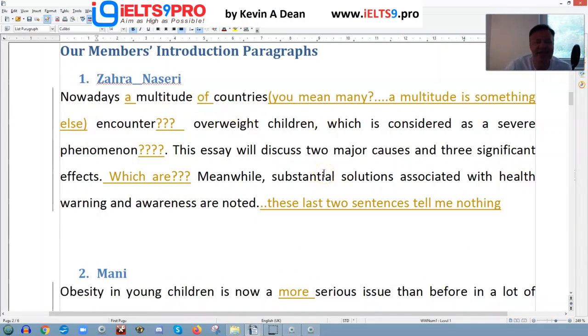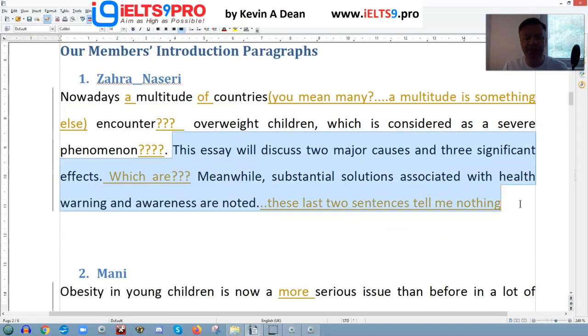Which is considered as a severe phenomenon. Can you have a severe phenomenon? It's a major issue, but a severe phenomenon doesn't quite work. It's not very natural. One way to get a high score, which somebody was asking about in the group on Telegram: you must be natural. It must be as a native would write it. Like it or not, that's the best way to get a high score. So now, these next two sentences tell me nothing.